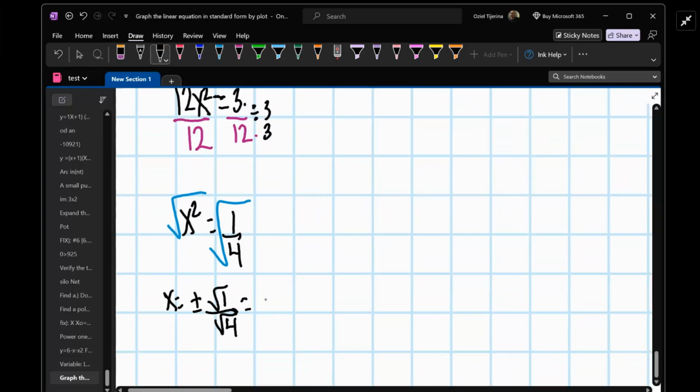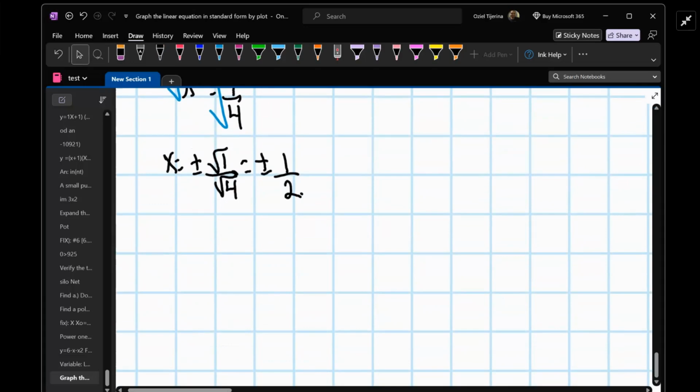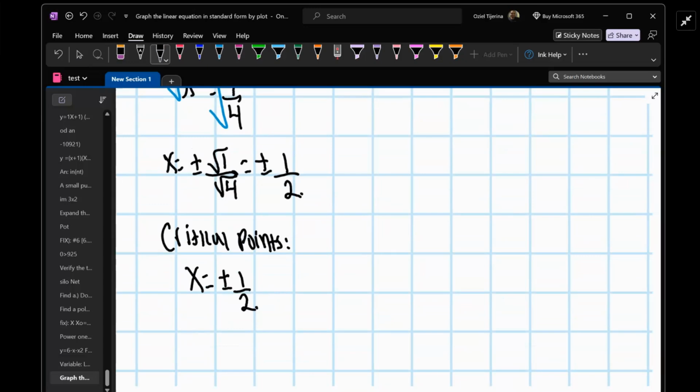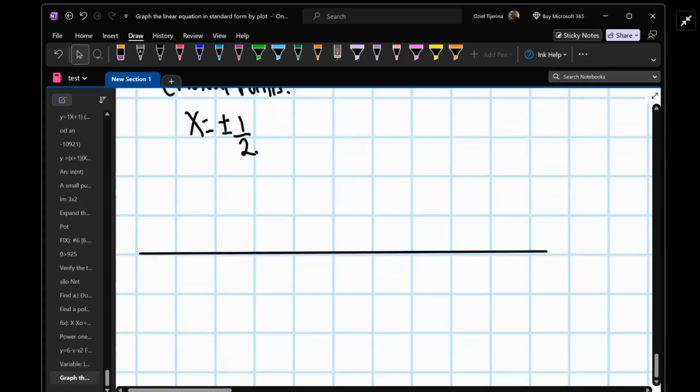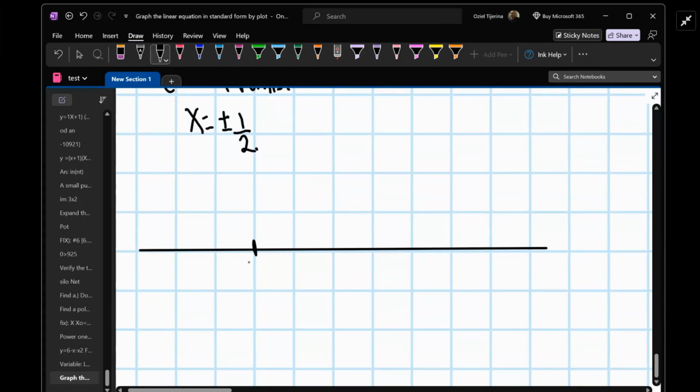So we have plus or minus 1 over 2. So the critical points are x equals plus or minus 1 over 2. Now, as for the maximum and minimum, we want to do a number line, and we're going to put our critical x values here: -1/2 as well as 1/2.